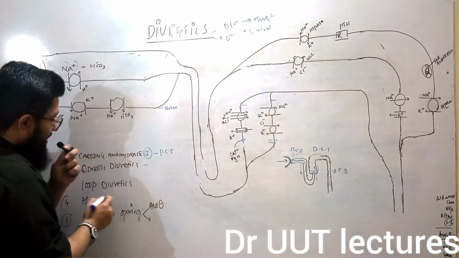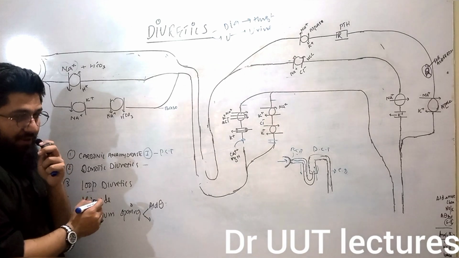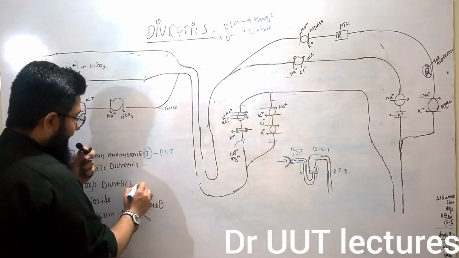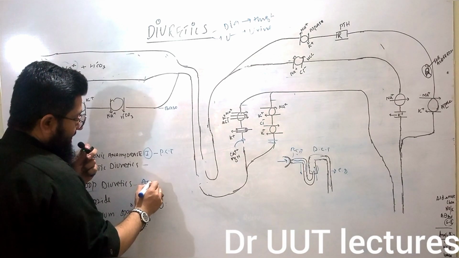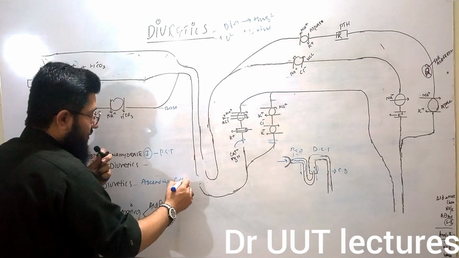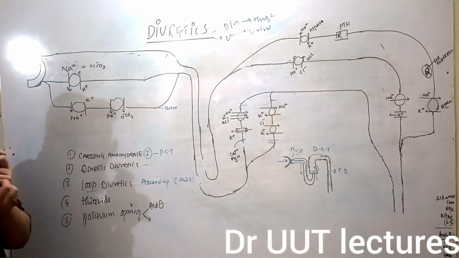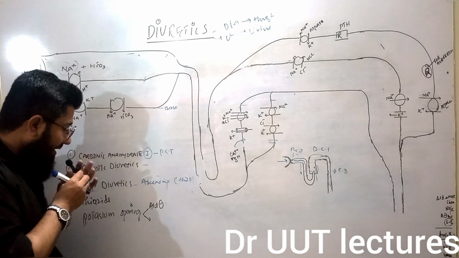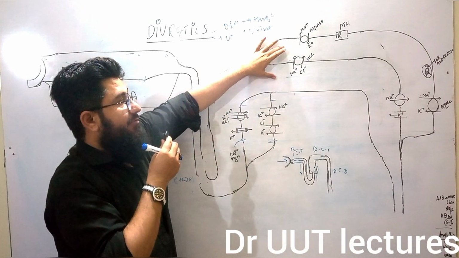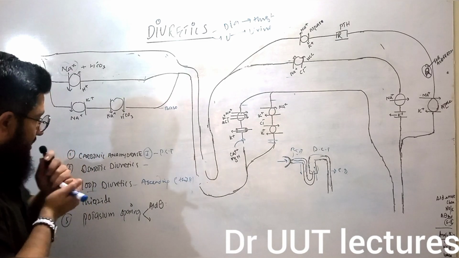This is in front of you guys. Then we have loop diuretics. The name indicates loop. It is going to work on the loop of Henle, especially on the thicker portion of the ascending loop of Henle. Then we have thiazide, which is going to function in this particular portion, that is the distal convoluted tubule.